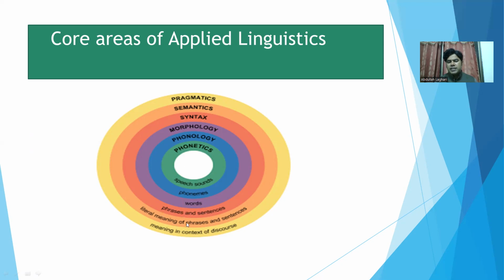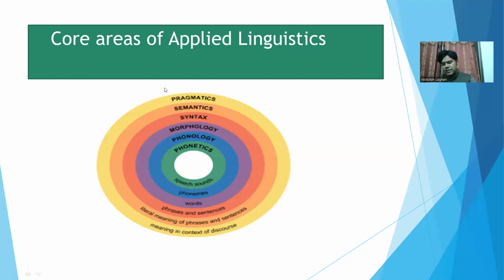Semantics, that is the literal meaning of phrases and sentences, and then it's pragmatics, which deals with the meaning in context of discourse. These are the core areas of applied linguistics, and an applied linguist is very much interested in these areas, because when we see language as a whole, the language is very much concerned with sound, that we call phonetics, and then it starts from the words that we call morphology or lexical studies, and then how those words are grouped in sentences that we call syntax, and then what those words mean that we call semantics, and how those words mean differently that we call pragmatics. So these are quite core areas of applied linguistics.